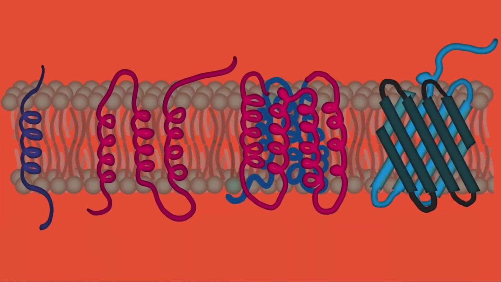This is what a transmembrane protein looks like. Notice how it spans across the entire membrane. The amino acids inside the membrane are going to be hydrophobic, and the amino acids found outside of the membrane are going to be hydrophilic. So it's going to take about 20 amino acids in order to cross our membrane.